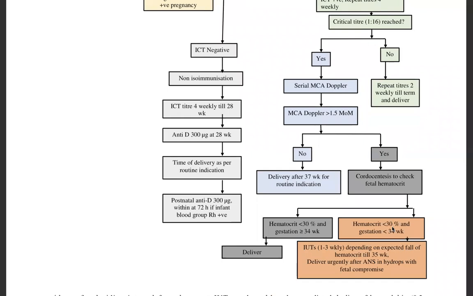If the hematocrit is less than 30 and the gestational age is less than 34 weeks, that is, lung maturity has not happened, then you check whether hydrops is there or not. If there is hydrops, you have to deliver urgently after giving antenatal steroids. Otherwise, if there is no hydrops, then you have to do intrauterine transfusions till the baby has reached 35 weeks. And after that, you can deliver the baby.